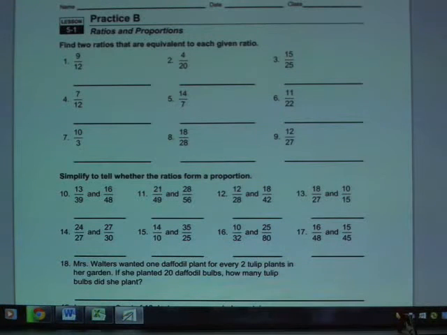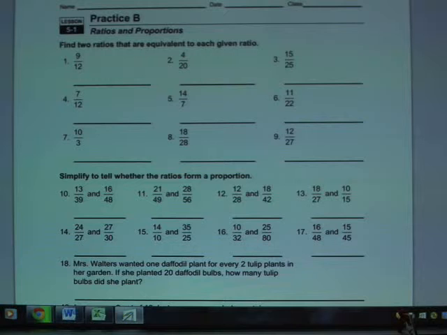In 1 through 9, as you can see, those questions all have the same direction, and they are to find two ratios that are equivalent to the given ratio. Remember, ratios feel like, act like, function like fractions. So if we know how to write equivalent fractions, we can find equivalent ratios, no problem.